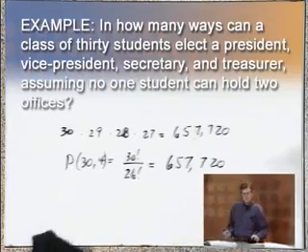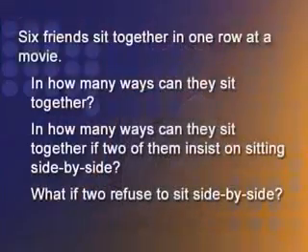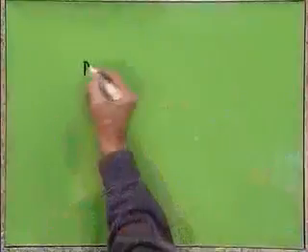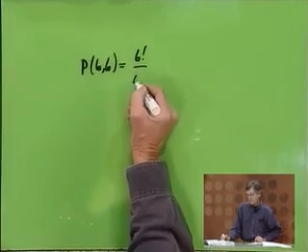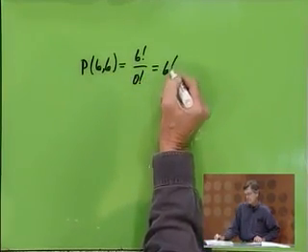Okay, we have another permutation problem on the next graphic. In this case, it says 6 friends sit together in one row at a movie. In how many ways can they sit together? Well, in terms of permutations, that would be P of 6 people taken 6 at a time. In how many ways can they be arranged? So when I multiply that out, let's go to the green screen. That would be P of 6, 6, which is 6 factorial over 0 factorial, or simply 6 factorial.